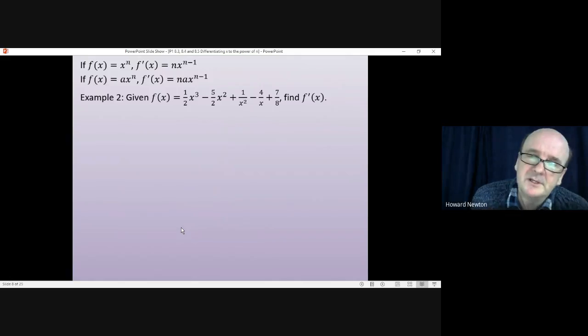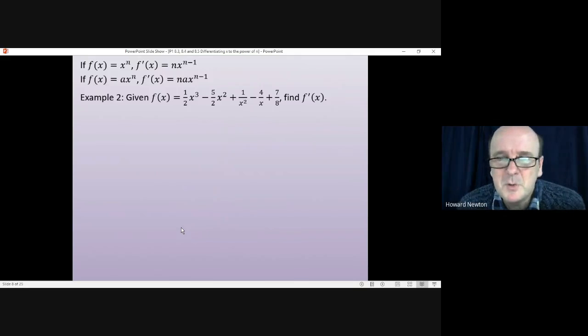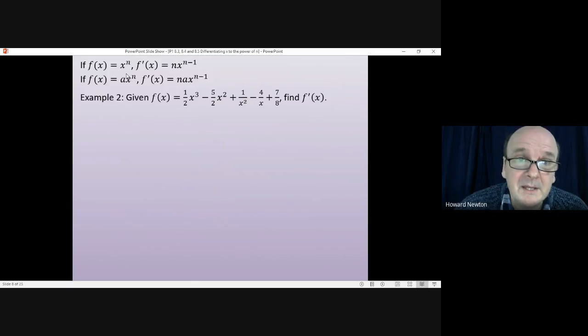Okay, let's have a look at this. Now, a bit like the last question, before we start, we really want to have everything written in this sort of form. So x to the power of something. Now, these two terms here are not written in that form.